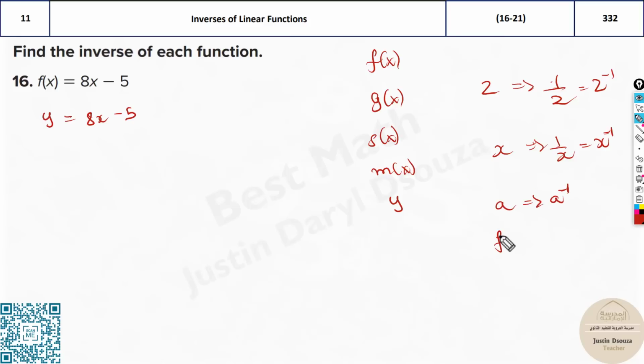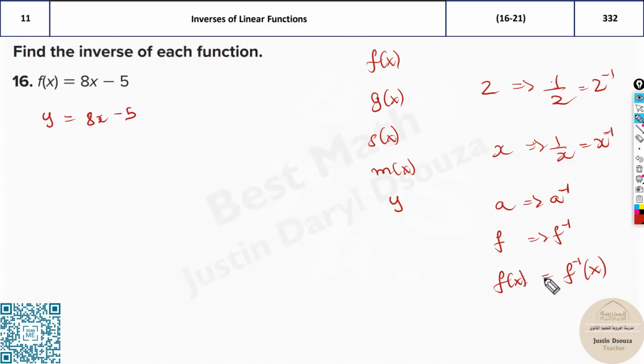Now what is the inverse of f? It is f minus 1. What is the inverse of f of x? It should be f to the power minus 1 of x. So this will have minus 1. Okay, this much is, I think, so clear.